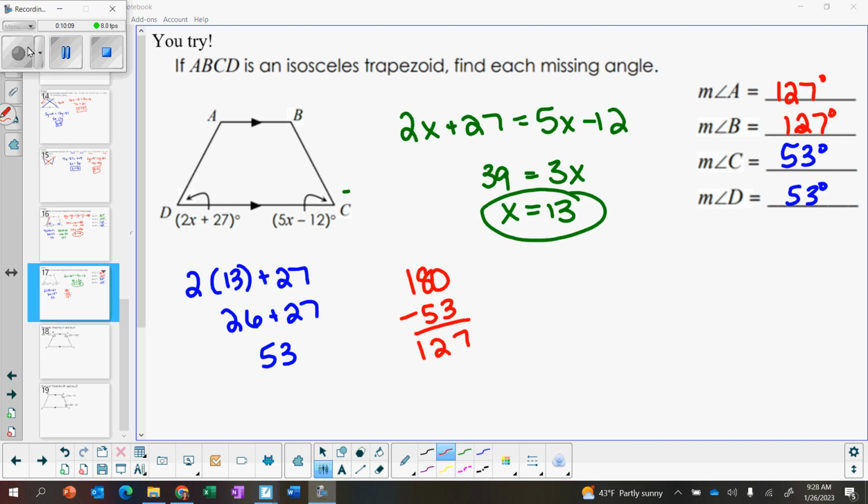All right, so this time we set the base angles equal. So we solve and get x is 13. If I plug that into angle D, the 2x plus 27, that's 2 times 13 plus 27. We get a total angle measure of 53 degrees for both angle D and angle C. And then since they're supplementary to A and B, we did 180 minus 53 to get 127.